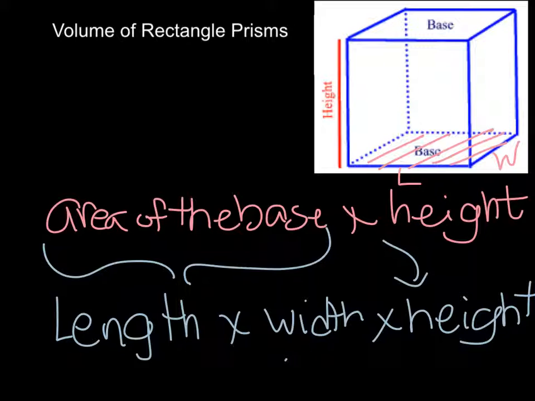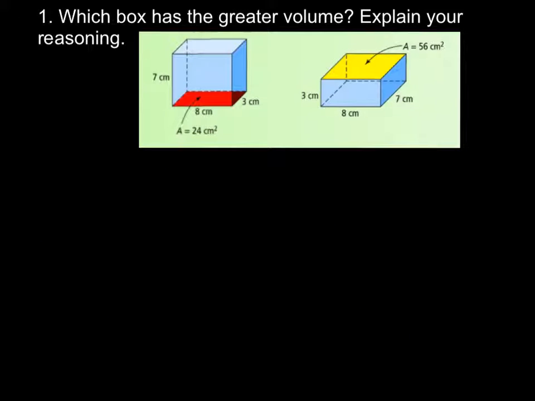Now let's apply that formula to a problem. Let's try example number 1 together. So example 1 says, which box has greater volume? And we have to explain why we think so. So, how should we start? Yeah, let's find the volume of the first box, the box here with the red base, and compare it to the volume of the second box with the yellow base.